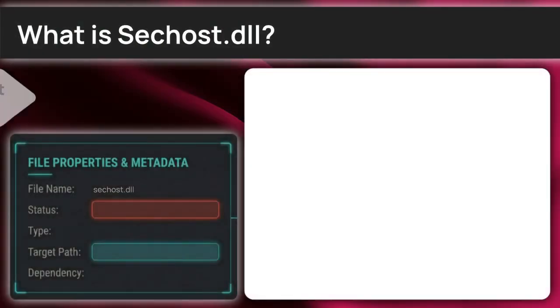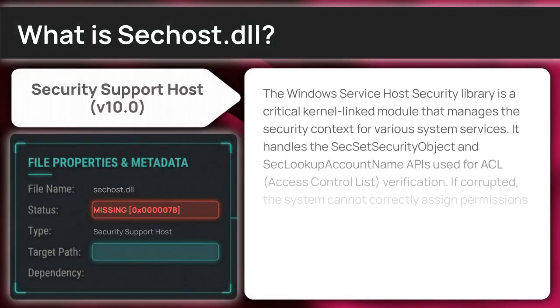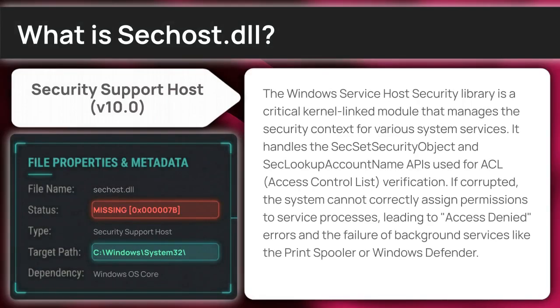This is the Sechost Library. It manages the security context for various system services. It handles the SecSetSecurityObject and SecLookupAccountName APIs used for ACL, access control list, verification. If corrupted, the system cannot correctly assign permissions to service processes, leading to access denied errors and the failure of background services like the Print Spooler or Windows Defender.